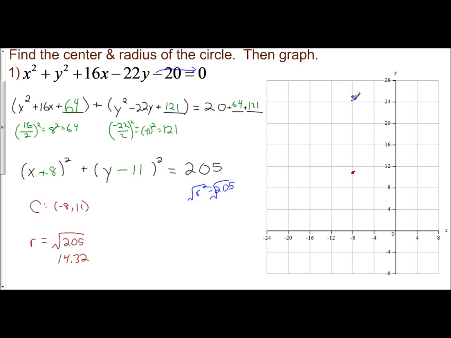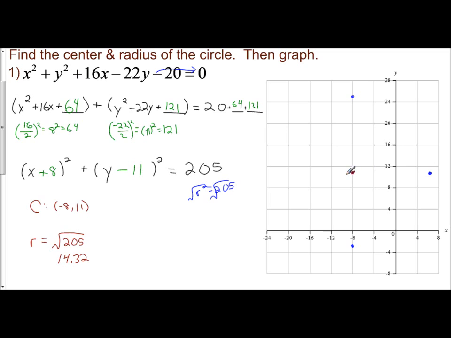And then I would go down 14 units from it. So 11 subtract 14 is around negative 3, so we'll say it's around here, and this is just estimating. And then I would go from the center to the right 14.32 units. So it's a little bit beyond 6.